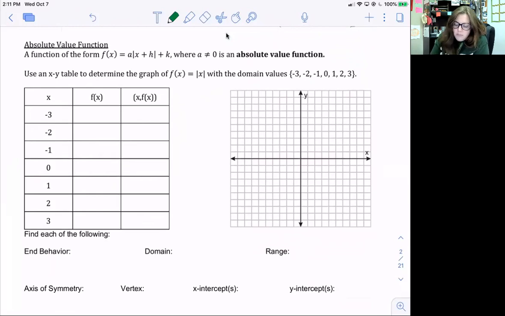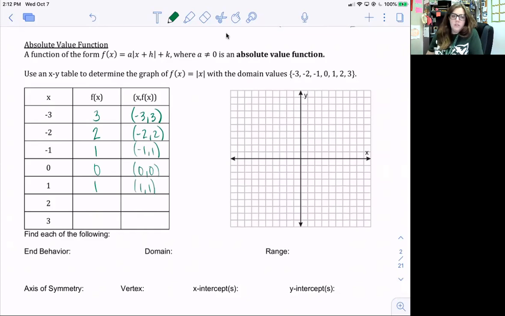If we do this, the absolute value of -3 is 3. The ordered pair is -3, 3. The absolute value of -2 is 2, so we have the ordered pair -2, 2. The absolute value of -1 is 1, so we have -1, 1. The absolute value of 0 is 0. The absolute value of 1 is 1, so we have the ordered pair 1, 1. The absolute value of 2 is 2, so the ordered pair 2, 2. And the absolute value of 3 is 3, so we have the ordered pair 3, 3.